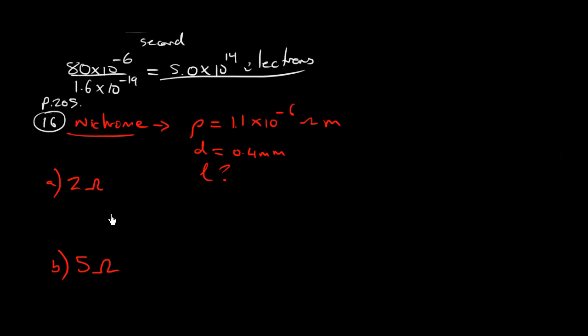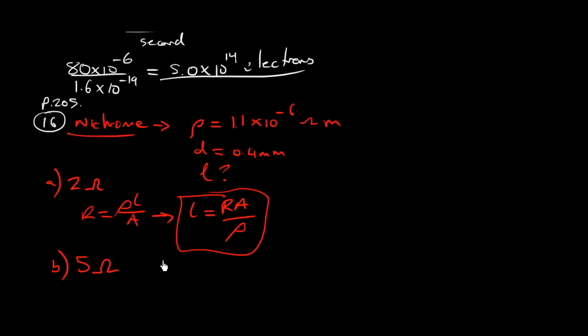What's the equation linking resistance with resistivity? It's just rho times the length divided by the area. But here they give us the resistance and they ask us for the length. So let's rearrange that to solve for the length, and we have the area goes up to multiply the resistance, and the resistivity comes down to the bottom to divide. So this is going to work for both part A and part B.